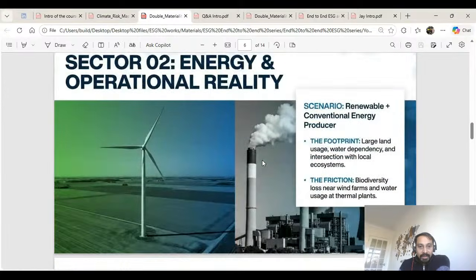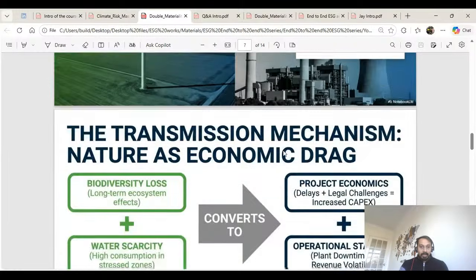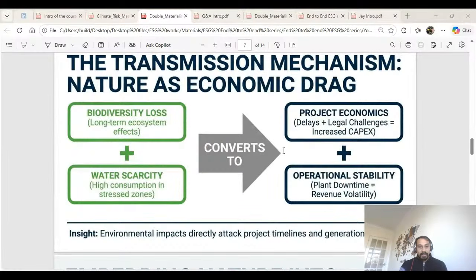Then the second case study is the energy and operation reality. So for the energy company, a renewable plus conventional energy producer, the key impacts identified are biodiversity loss near the wind farms, water usage at thermal plants, and also the community relations around new projects.